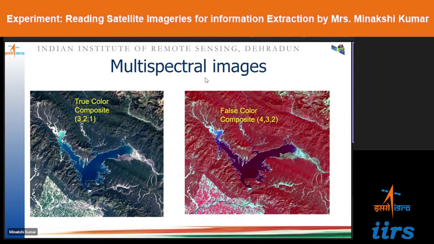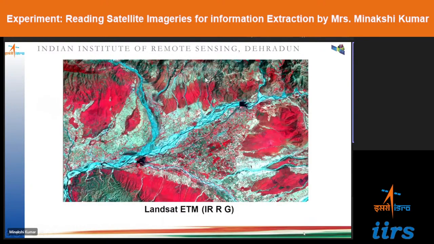Now this is a Landsat Thematic Mapper image. The spatial resolution is 30 meters. That means the smallest area that is visible on the ground is 30 meters.